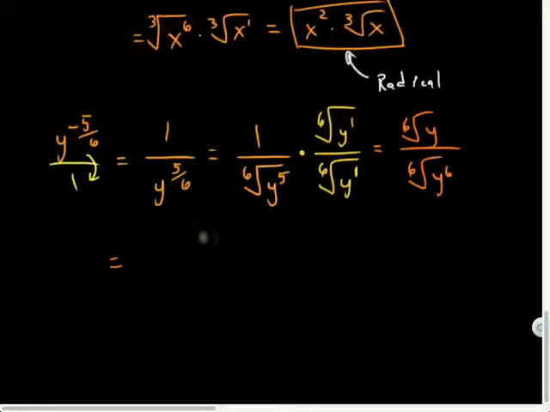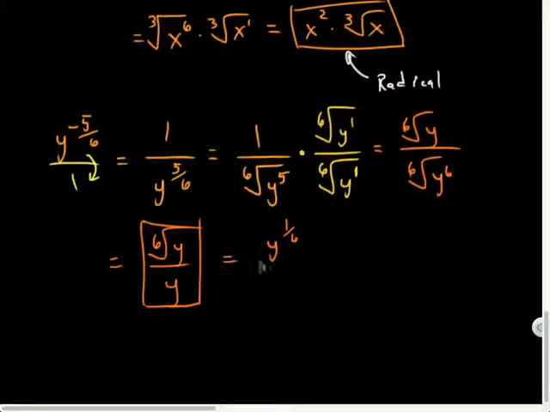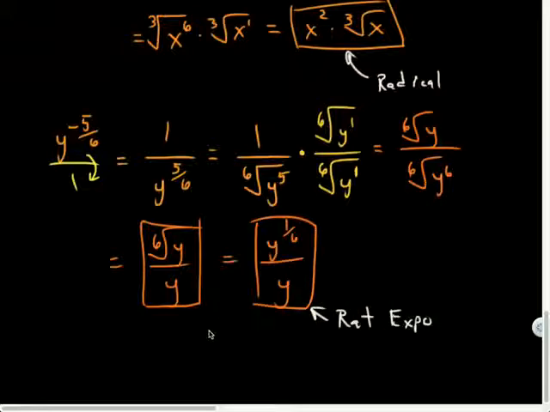What is the 6th root of y to the 6th? Why? Because I asked you for the answer. That's why. And so I could write it that way if I wanted a radical answer, or I could rewrite this as y to the 1/6 over y if I wanted a rational exponent. So sometimes it'll want it one way, sometimes it'll want it the other.